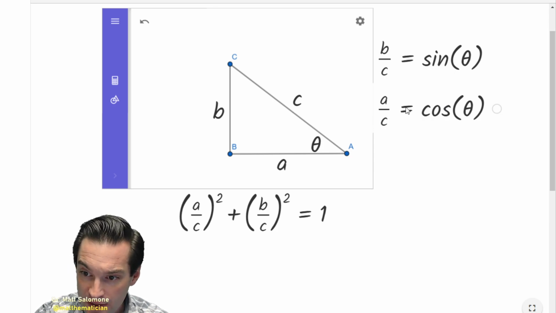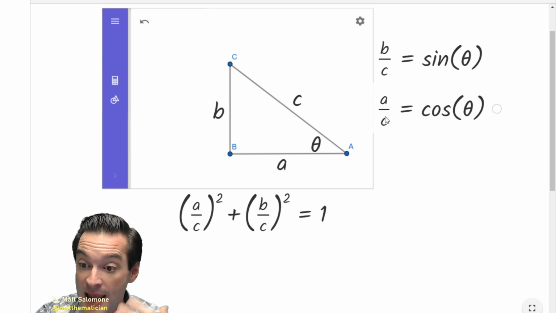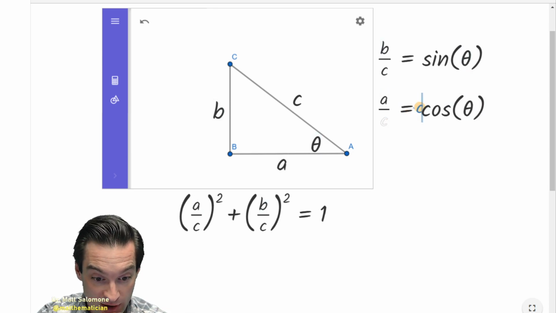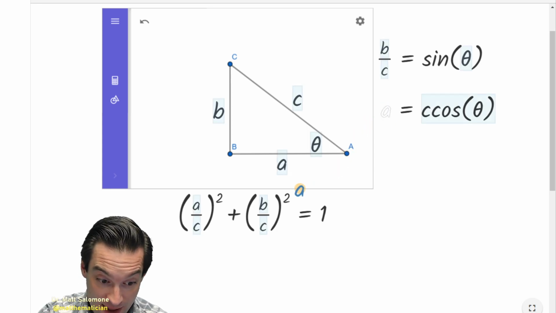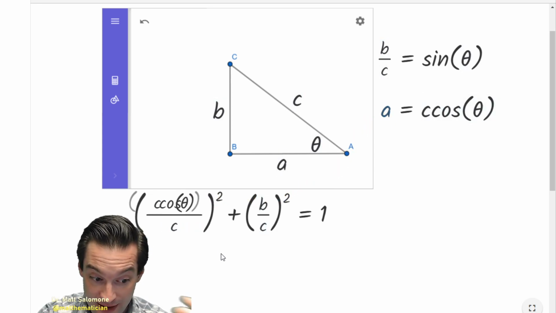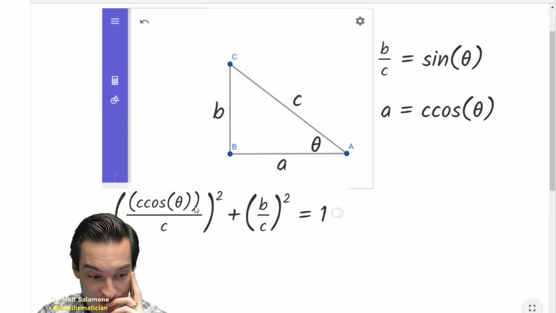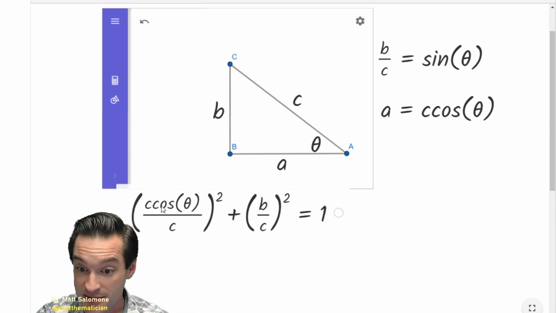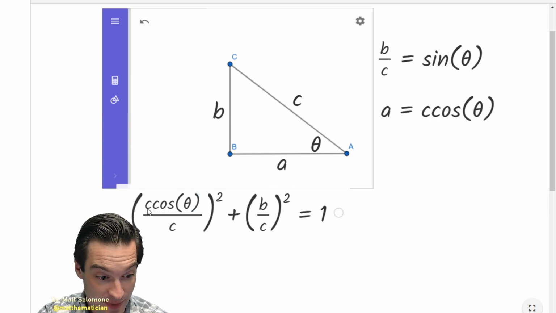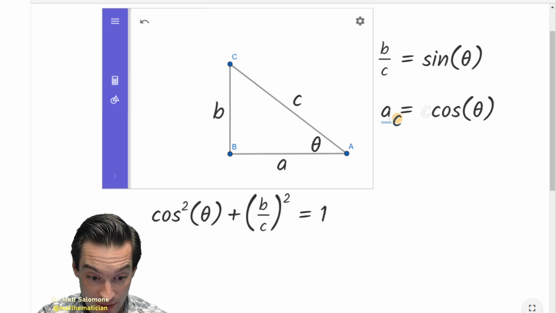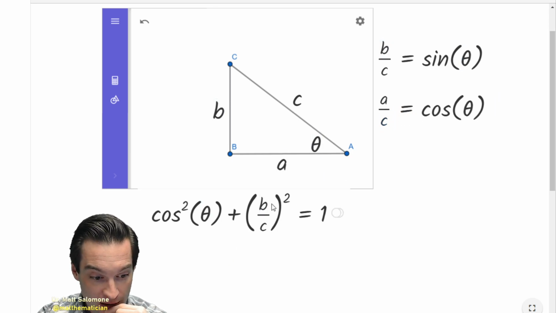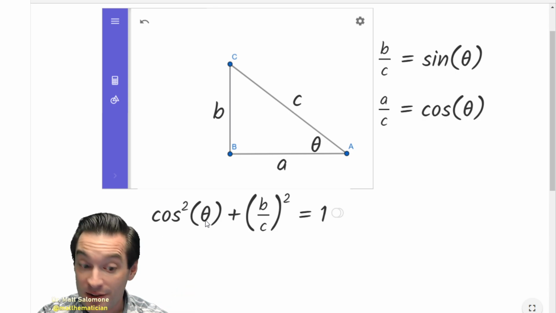So why don't we take this cosine equation and get the a by itself. I'm just going to multiply both sides by c. Now I have the a by itself and I can substitute that a into this a over here, c times the cosine of theta. And when I take c times the cosine of theta and divide it by c, the c's cancel. And oh look, we've got the square of the cosine of theta, or what we call cosine of theta quantity squared. So now I've gotten my cosine of theta into this equation.